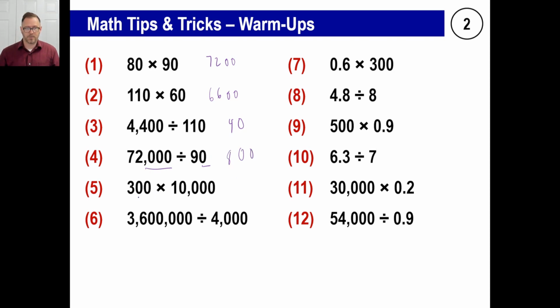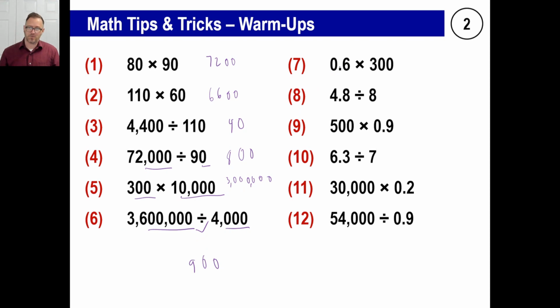This is a multiplication, so 1, 2, 3, 4, 5, 6. Good grief. 1, 2, 3, 4, 5, 6. 3 times 1 is 3, so the answer is 3 million. This is division. 5 zeros minus 3 zeros is 2 zeros. 36 divided by 4 is 9.